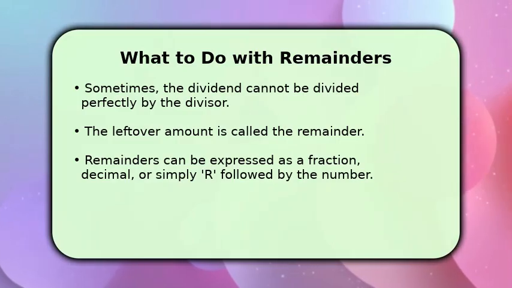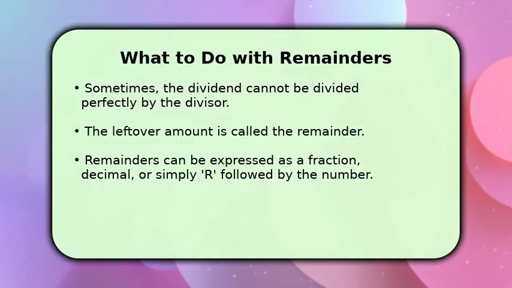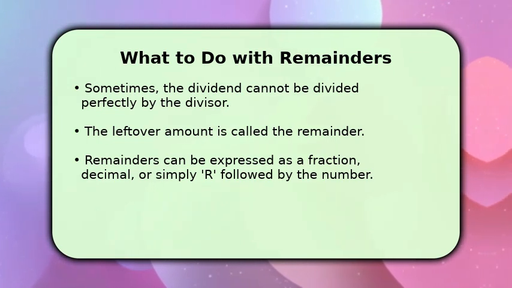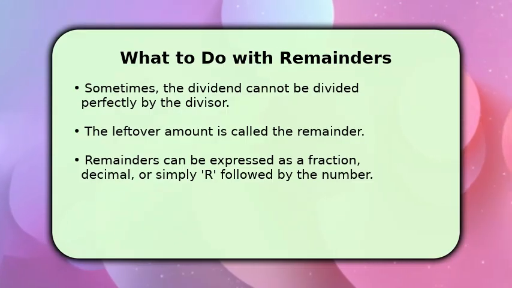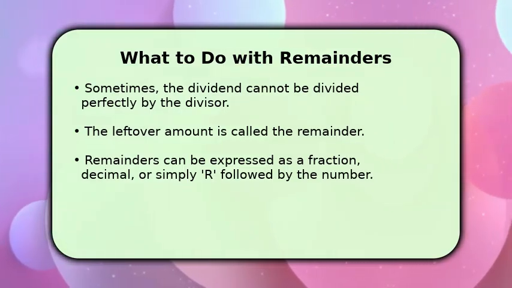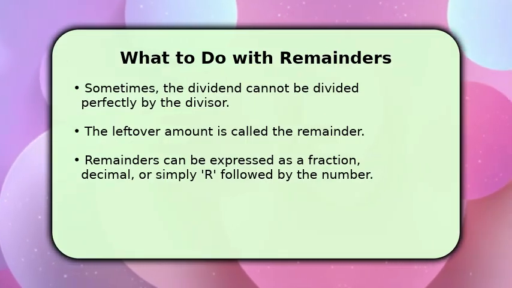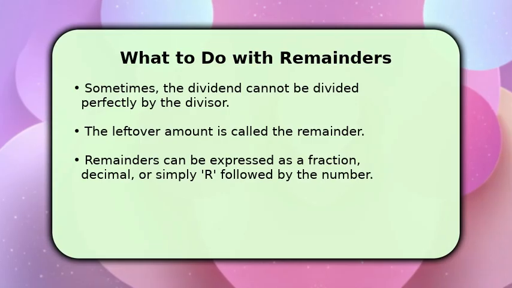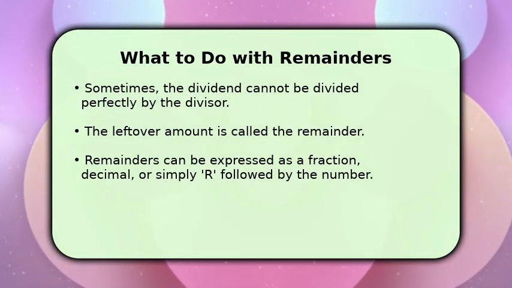Not every division problem results in a perfect whole number. Often, you'll have an amount left over after the division process is complete. This is called the remainder. For example, if you divide 10 by 3, you get 3 with a remainder of 1. You can express this as 3 1/3, 3.33, or simply 3 remainder 1. The way you present the remainder depends on the specific problem you are solving.